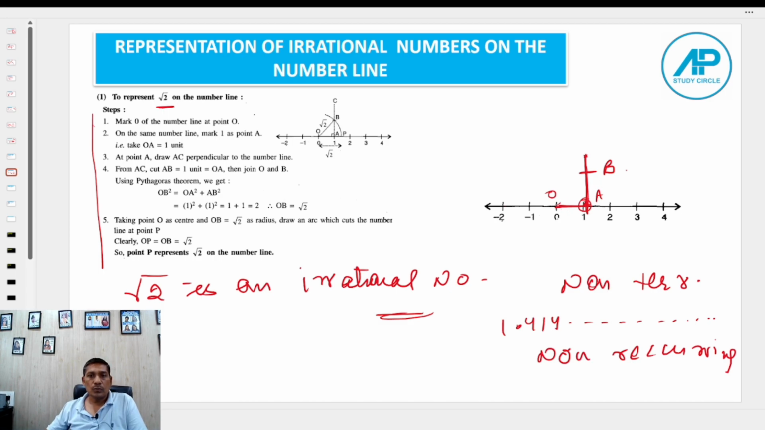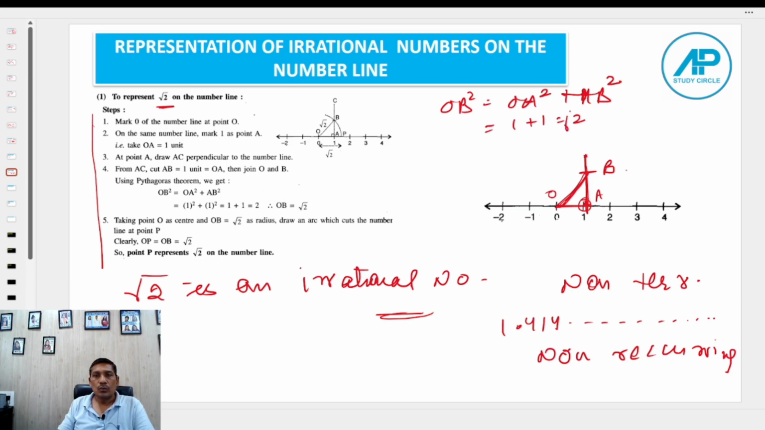इस पॉइंट ओ को बी पॉइंट से ज्वाइन करिए। आपके पास एक राइट एंगल ट्राइंगल आ गया ओ ए बी। राइट एंगल ट्राइंगल ओ ए बी, इफ आई अप्लाई पाइथागोरस थ्योरम, ओ बी स्क्वायर इक्वल्स टू ओ ए स्क्वायर प्लस ए बी स्क्वायर, it will give you 1 plus 1 2, so OB is equal to root 2. That means the length of OB is actually root 2.